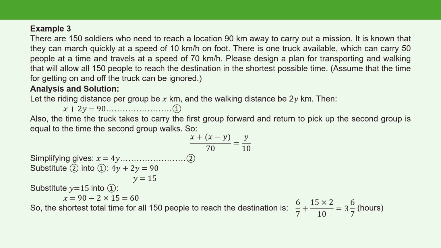Also, the time the truck takes to carry the first group forward and return to pick up the second group is equal to the time the second group walks. So we have the equation, then simplifying gives equation 2. Substitute equation 2 into equation 1, we get y equals 15. Substitute y equals 15 into equation 1, we can find x equals 60. So, the shortest total time for all 150 people to reach the destination is 3 6/7 hours.